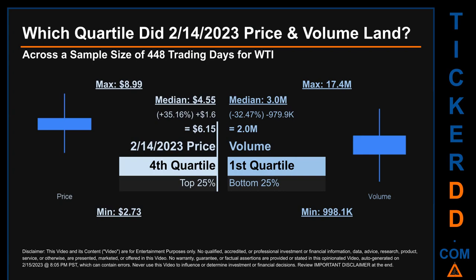Descriptively, WTI has a median price of $4.55. Therefore, February 14, 2023 price was higher from that middle marker by 35.16%. The day's volume of 2 million was less than the median by 32.47%.